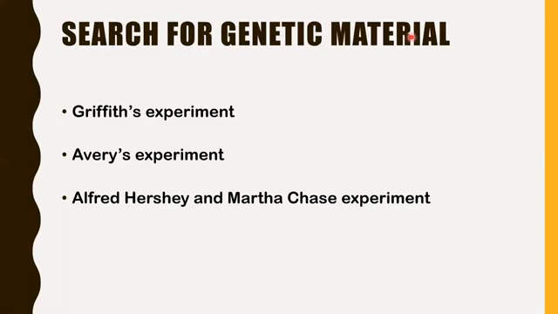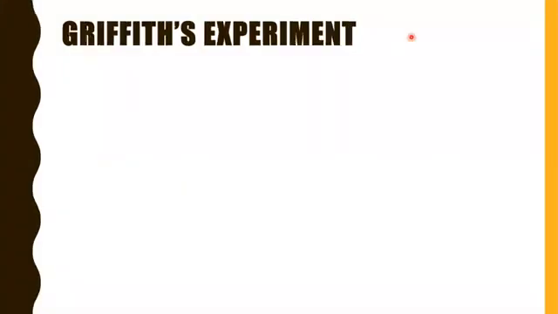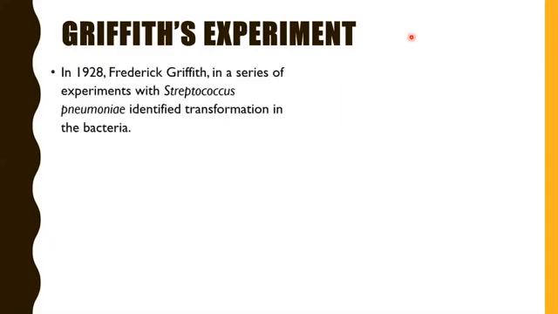Let me start with the first one, that is Griffith's experiment. Frederick Griffith was studying the pathogenicity of the bacterium called Streptococcus pneumoniae. You know, Streptococcus pneumoniae is responsible for the pneumonia disease. It causes pneumonia. In 1928, Frederick Griffith, in a series of experiments, identified the transformation in bacteria.